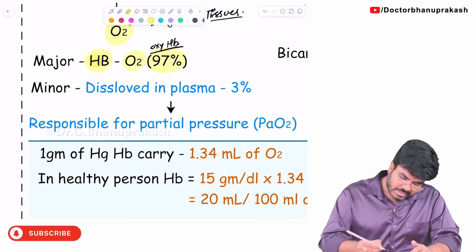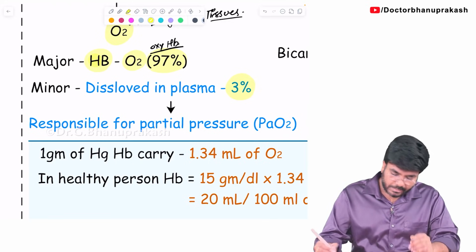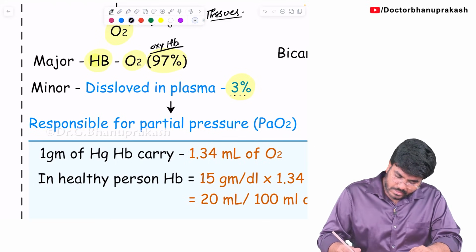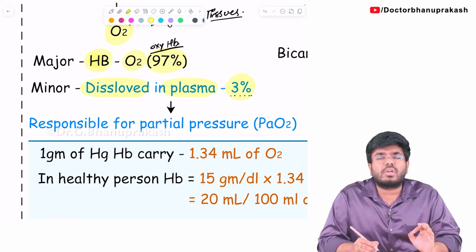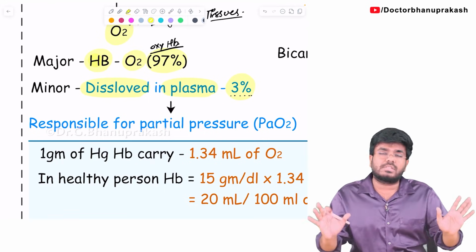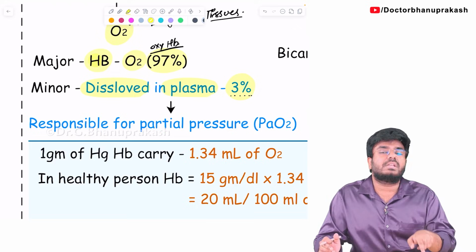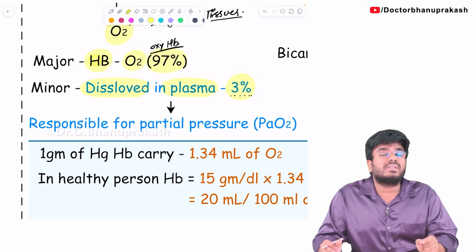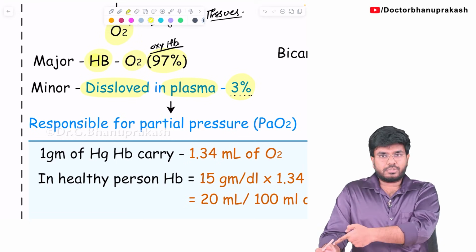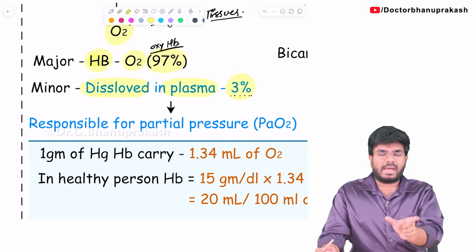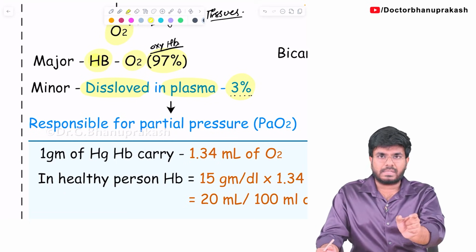But the remaining 3% of the oxygen is going in the form of dissolved oxygen, dissolved in the plasma. So only 3% of the oxygen is dissolved in the plasma. But 97% of the oxygen is going in the form of oxyhemoglobin. Okay, so oxygen from our lungs is going to the tissues in two forms: some as oxyhemoglobin and some as dissolved oxygen.